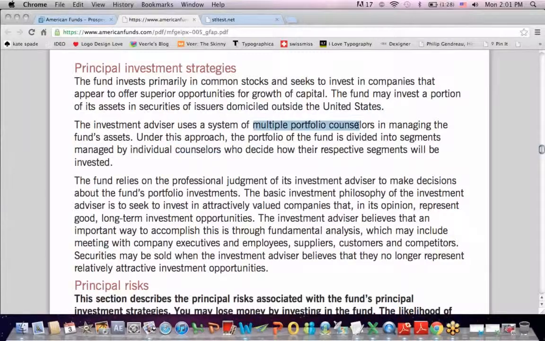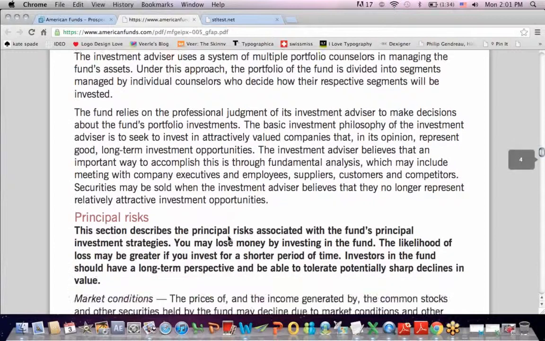They talk about multiple portfolio counselors. If you look at part one of this presentation, you'll see that the people who work at Growth Fund of America have been there a long, long time, which investors generally view as a positive. The fund's divided into segments managed by individual counselors who decide how that segment should be invested. So maybe you have a guy who handles retail stocks, a guy who handles financial stocks, financial services like banks and brokerage firms, another guy that does food and beverage, different sectors.